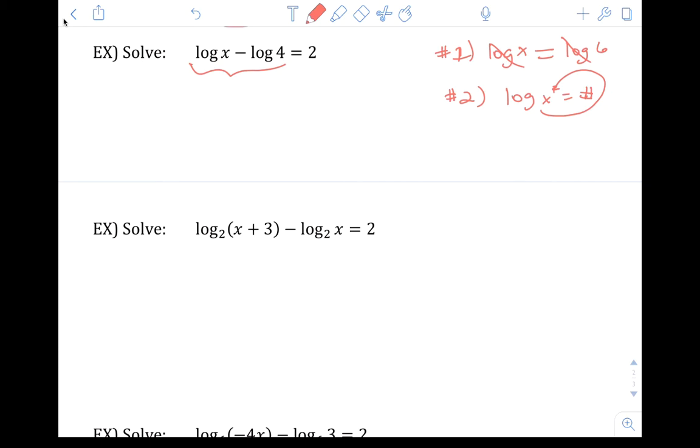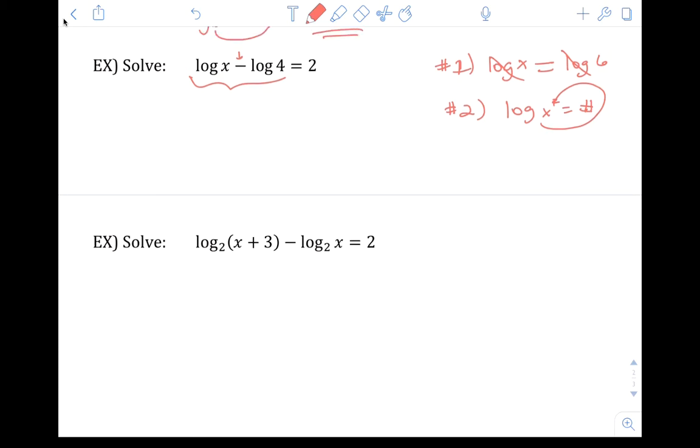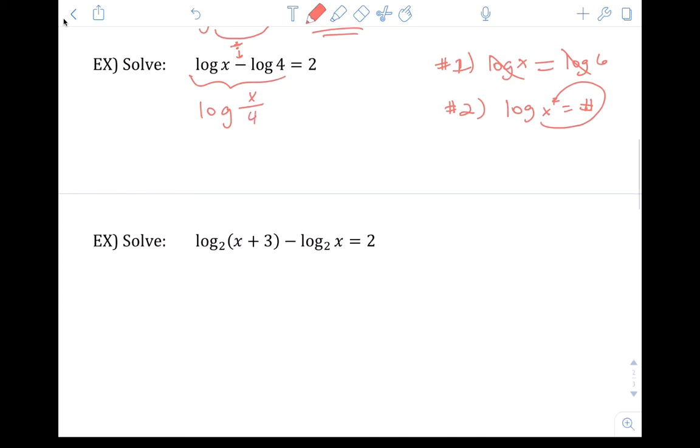So how do we condense when we see subtraction? I want to remind you that when you subtract, it's division. That's supposed to be a little bitty divide. That is too teeny tiny. I think I just made that worse. Yeah, that's awful. All right, to subtract is to divide. So if I condense this into 1 logarithm, it's the left one divided by the right one. The one that has the minus is the one that goes in the bottom.